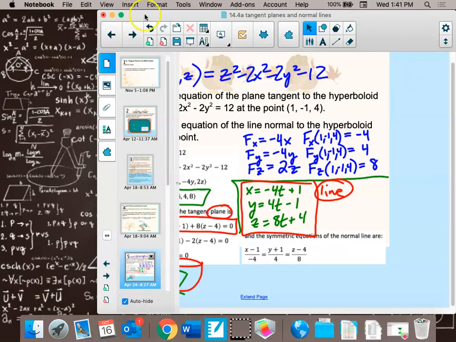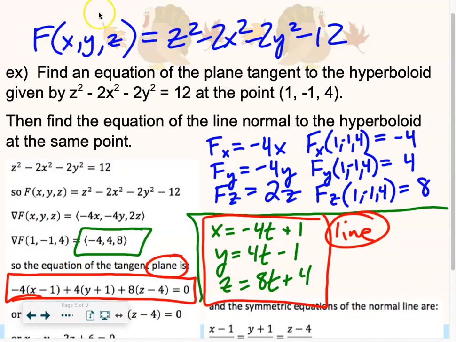Miss Price? Yes. Is the point given always going to be on the surface? Yeah, it has to be on the surface, otherwise it's just silly. Yep. Good question.